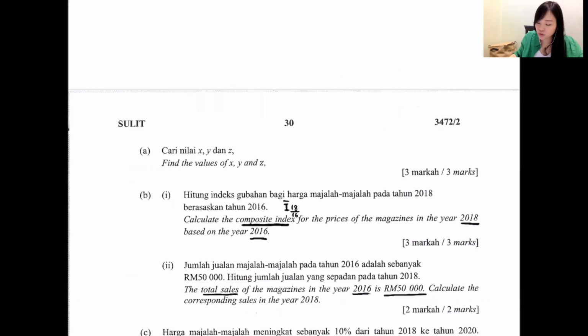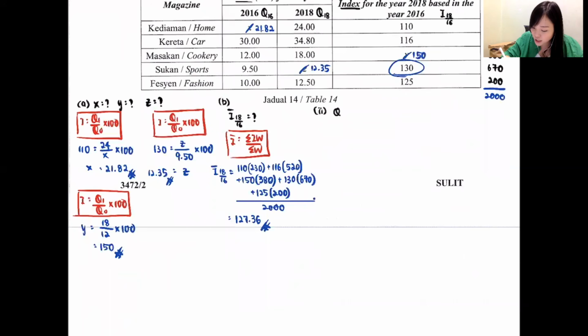So they tell me Q16 is 50,000. I write for you here: Q16 is RM 50,000. Okay? And this 50,000, is it magazine for car, for cook, for sport? No. They say total. So please be careful. They are talking about total now, okay?